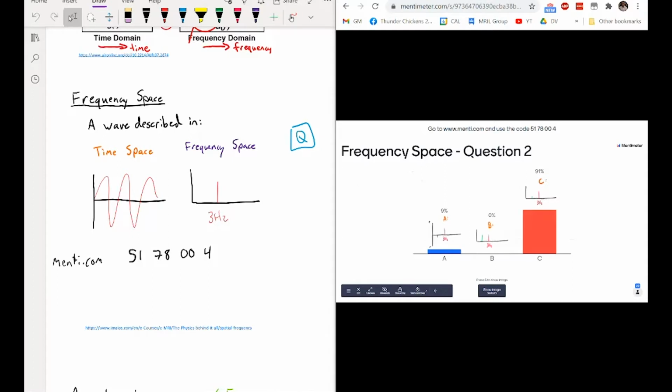To those of you that answered A, that is incorrect, just because signals represented in frequency space are always positive, because they're representing the magnitude of the amplitude.